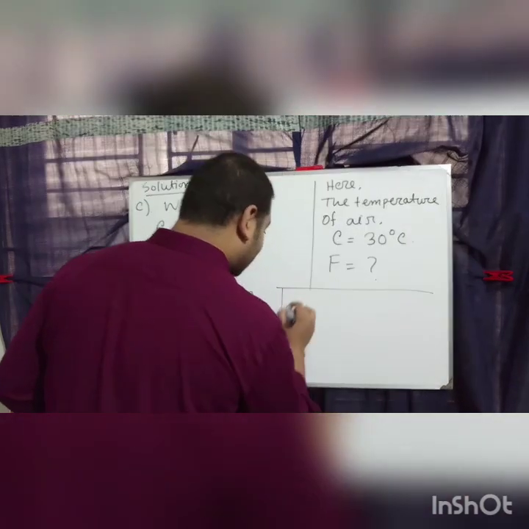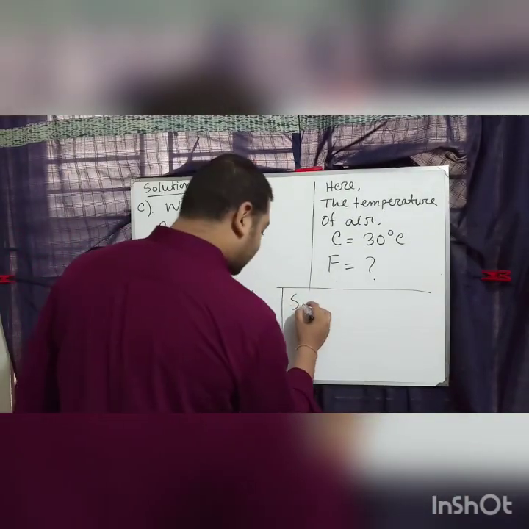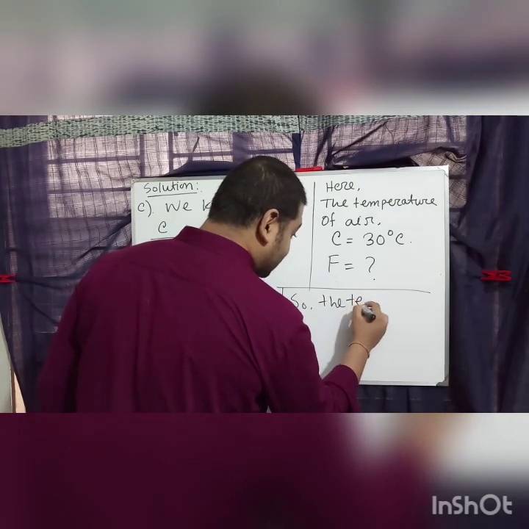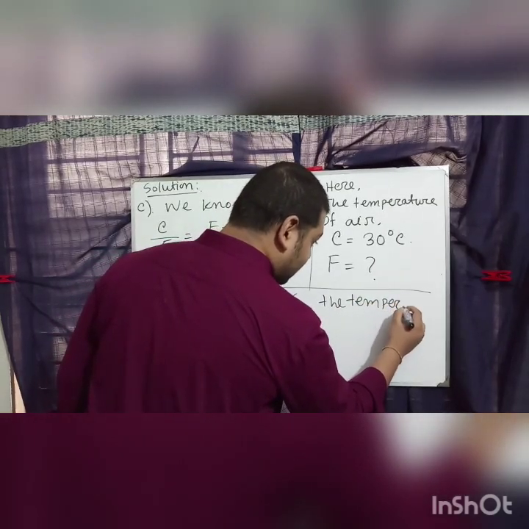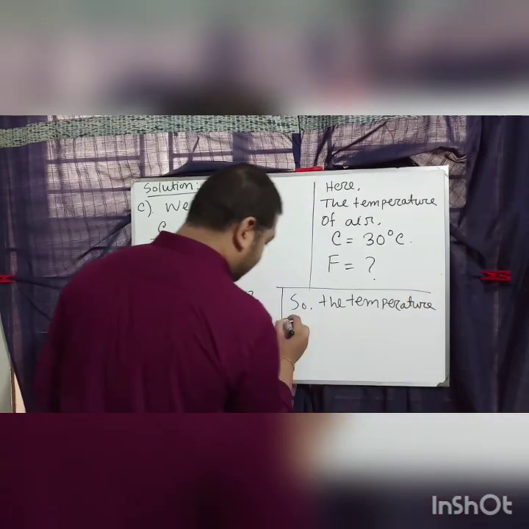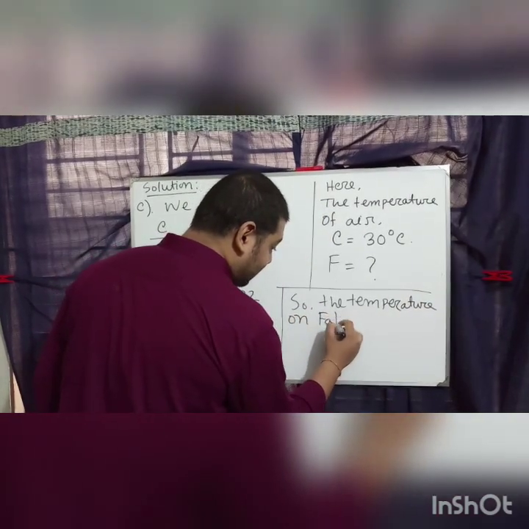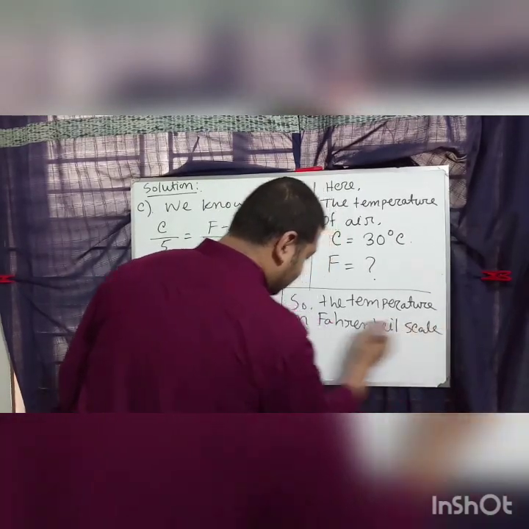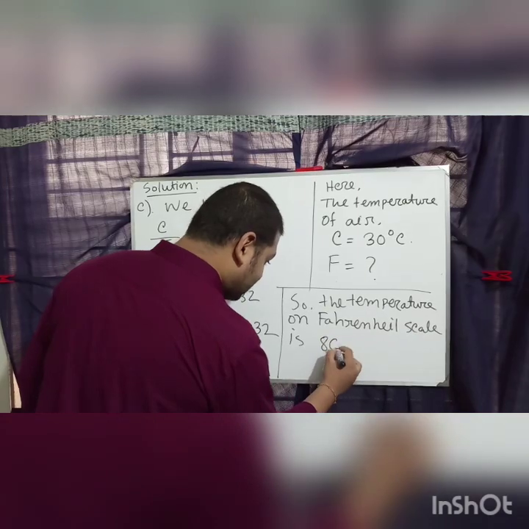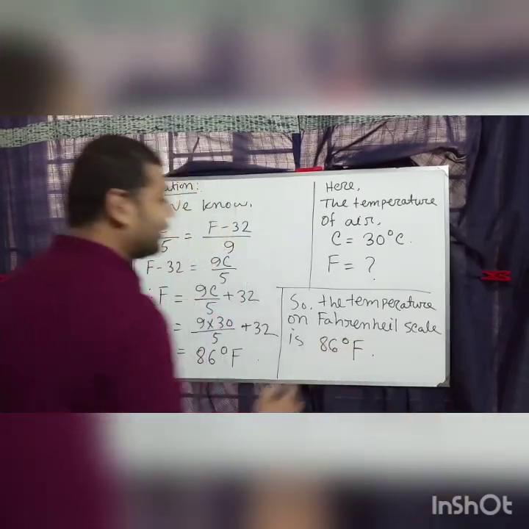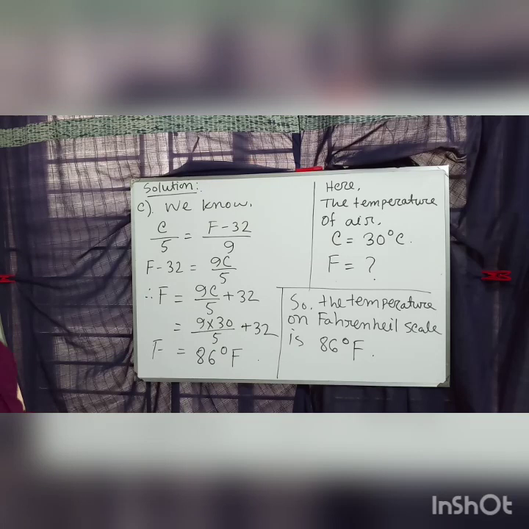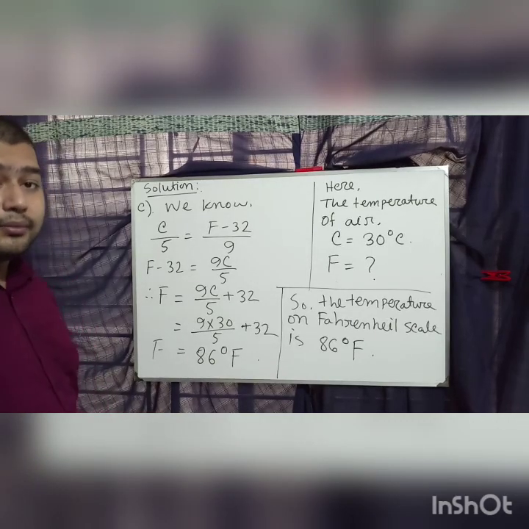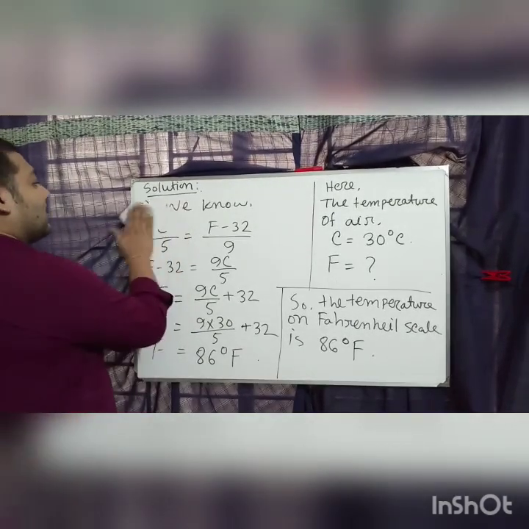We can write, the temperature on Fahrenheit scale is 86 degree Fahrenheit. This is our solution for question C. Now we will calculate question D.